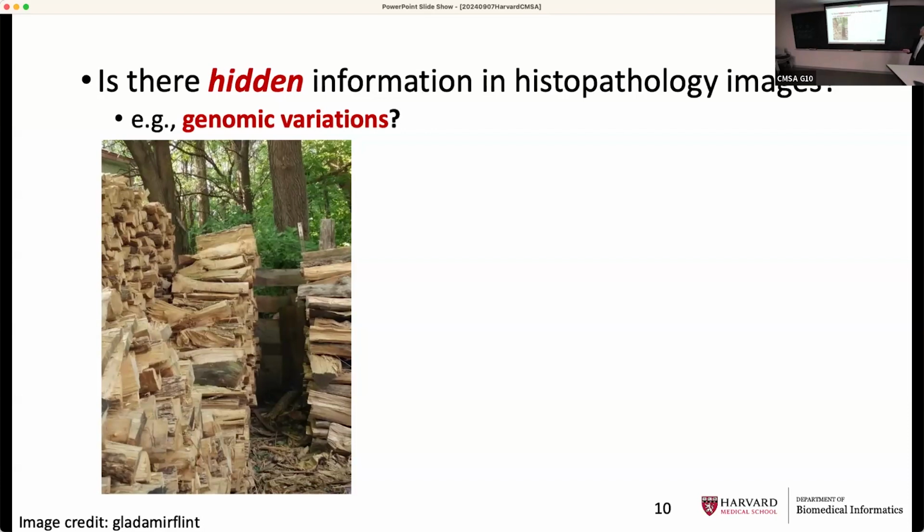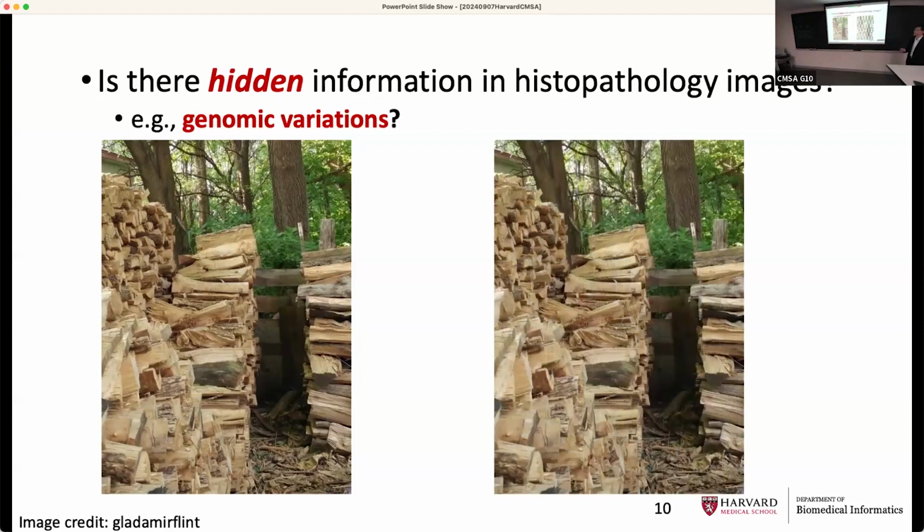It seems to be a pretty difficult task because at first glance it seems like everything is just random logs. But what if we look closely, and probably we also need to squint a little, we would identify the hidden cat inside of these random piles of wood.